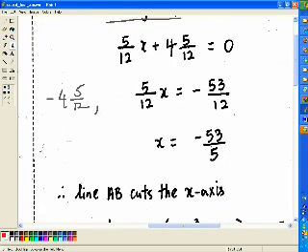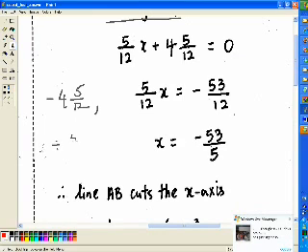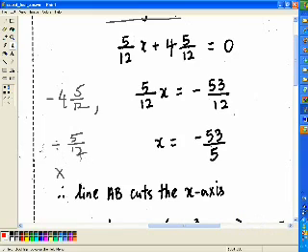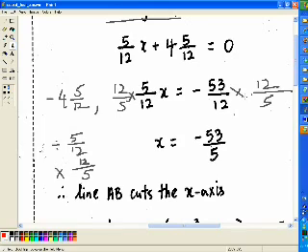So the next step, what they did is they divided by 5 over 12. Or what some of you had noticed is they multiply by 12 divided by 5. So this one they multiply by 12 divided by 5, here they multiply by 12 divided by 5. So 12 and 12 cancel. That's why it's negative 53 over 5.